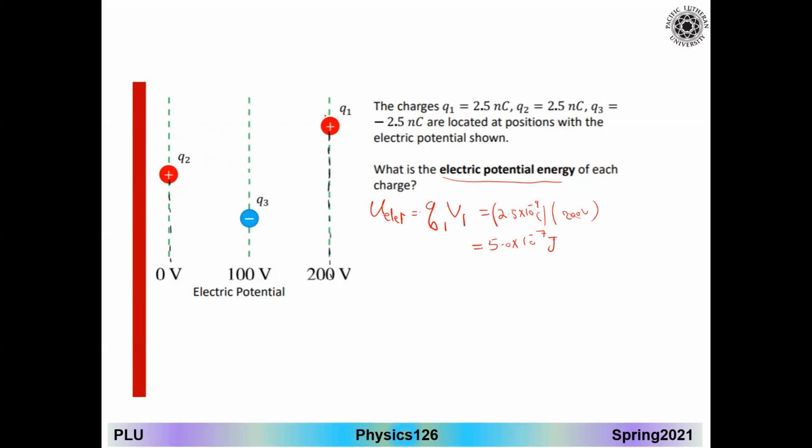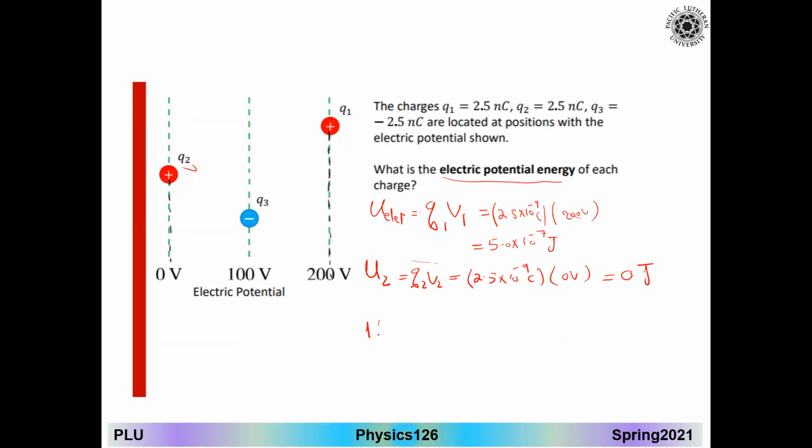The second one is located at charge number 2, which we call Q2. It's basically Q2 times V2. Here Q2 is 2.5 times 10 to the minus 9 coulomb, times 0 volt, and this one will be 0 joule.